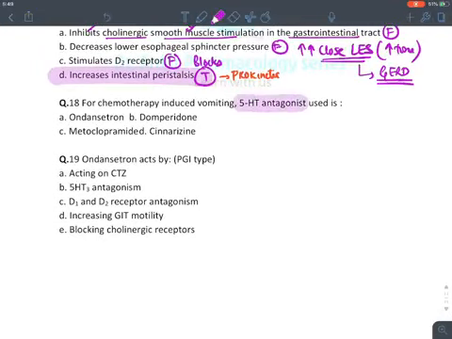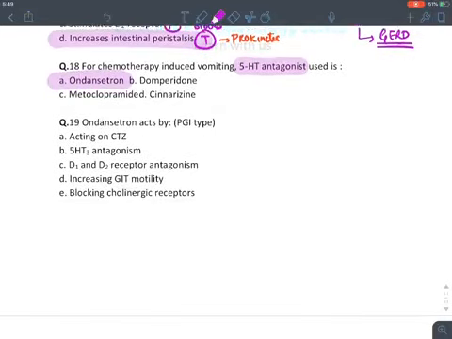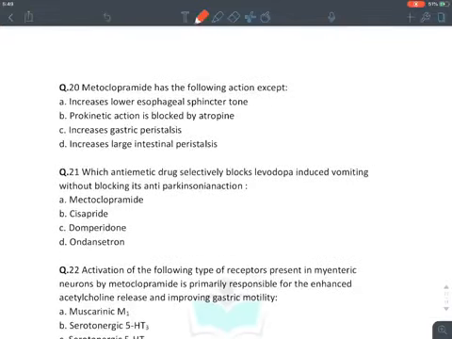For chemotherapy-induced vomiting, the 5-HT antagonist used is the setron. Ondansetron acts by 5-HT3 antagonism. And where is it acting? It is acting on the CTZ area. It blocks the 5-HT3 receptor on the CTZ area. It has no action on the D2 receptor. It has no effect on GIT motility. It has no effect on acetylcholine. It is a pure 5-HT3 antagonist acting on the CTZ area.